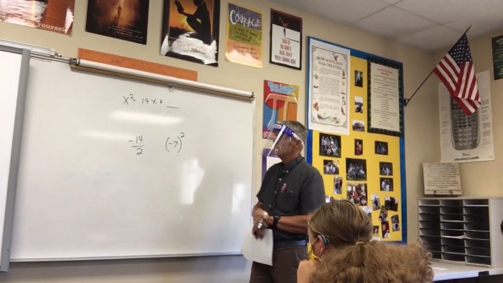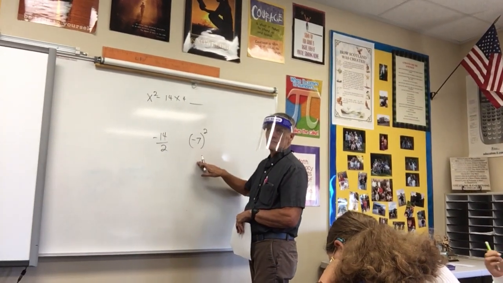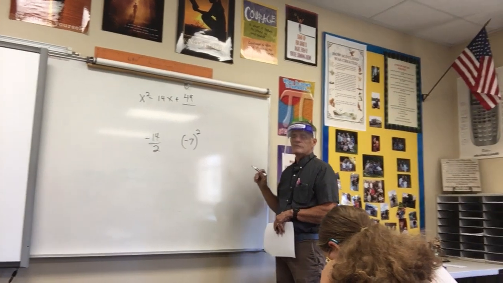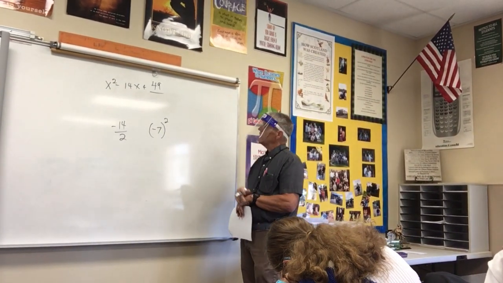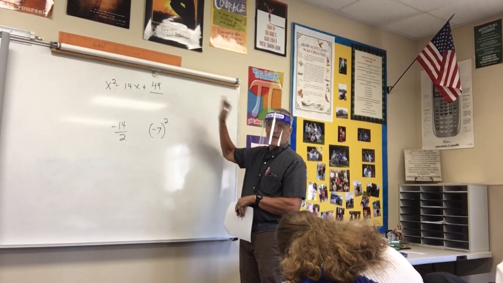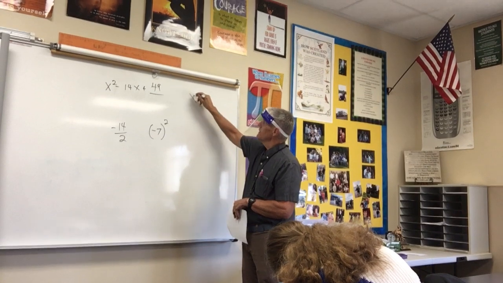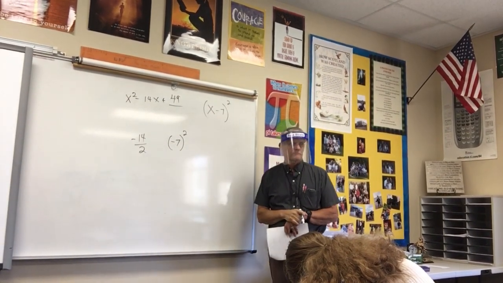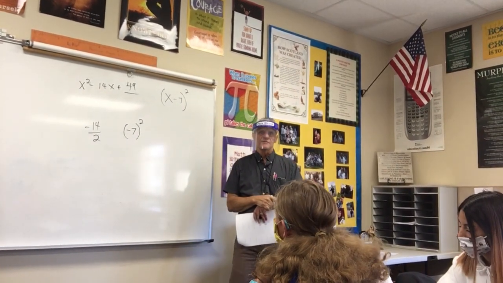Negative, so it's not a negative, oh, positive 49. Why would it not be a negative? Because any number times itself is always positive. Now, next thing I have to write here is what this is: x minus 7 squared. And this here will always be the number in the parentheses, b squared.